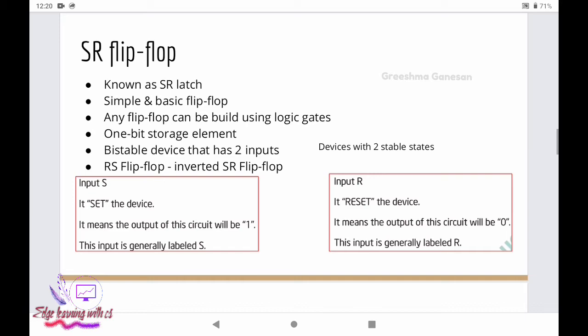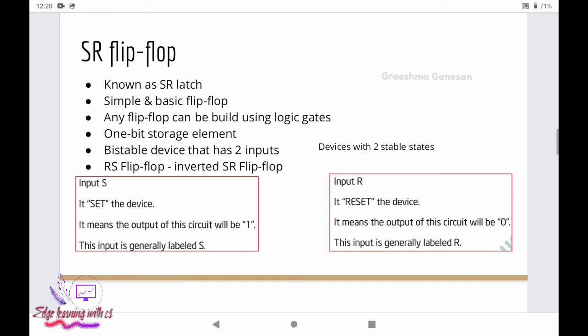It means the output of this circuit will be 1. So if we give the input S, it will set the device to do something, and it will give you the output 1. So the first input is S, used to set the device. It will produce the output 1, and this input is generally labeled as S.